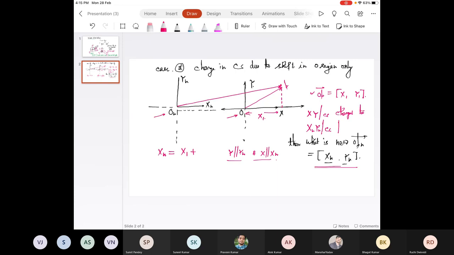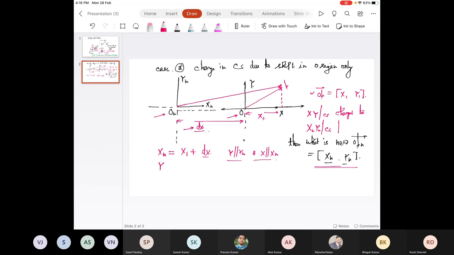So XN can be written as X1 plus the shift in origin in X. If we write it, it is DX. If you measure the shift and take it as DX, so the shift in the origin location, if measured along the x-axis, is DX.